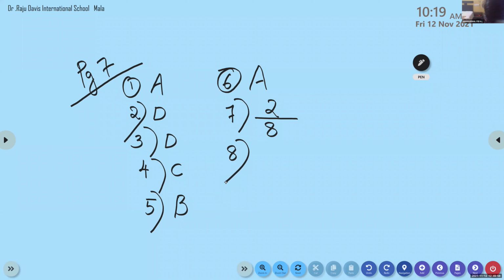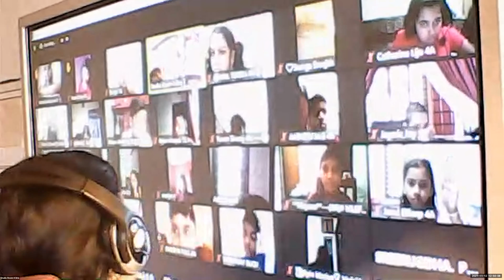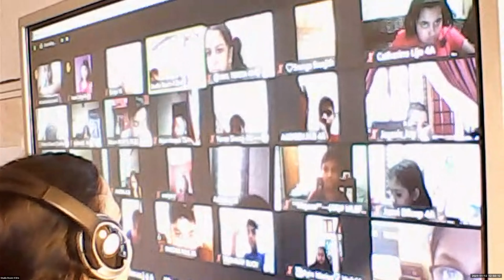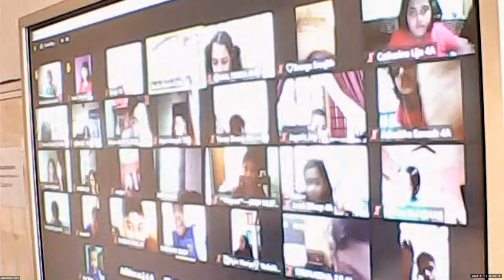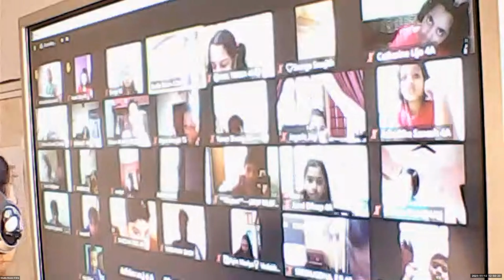Fractions that have dash denominators are called like fractions. What is the definition we learned? Yes, Vaishnav? Same. Yes, fractions that have same denominators are called like fractions.